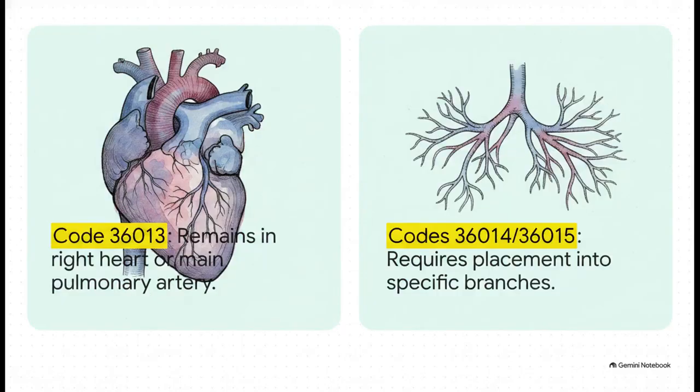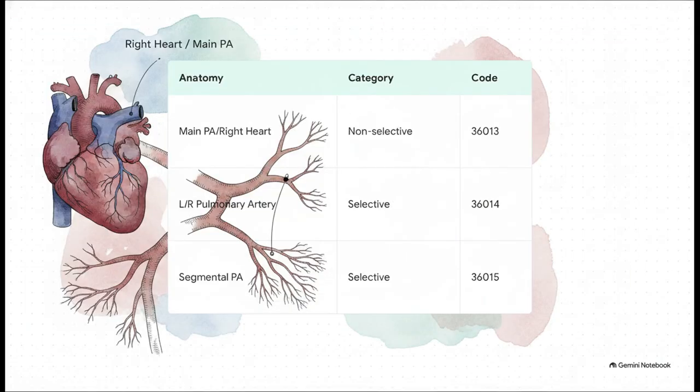So the real difference between non-selective and selective coding literally boils down to real estate. How far in did that catheter go? Like we said, code 36013 is strictly for that initial right heart or main artery placement. But the second that catheter needs to go further, deeper into those specific anatomical branches, everything changes. You're out of non-selective territory. You've made a choice, you've selected a branch, and because of that, you've got to start looking at codes 36014 and 36015.